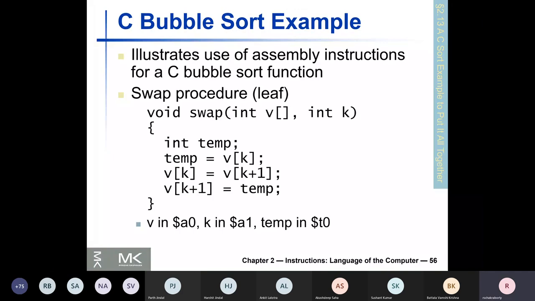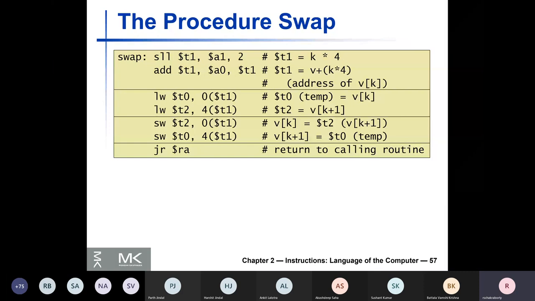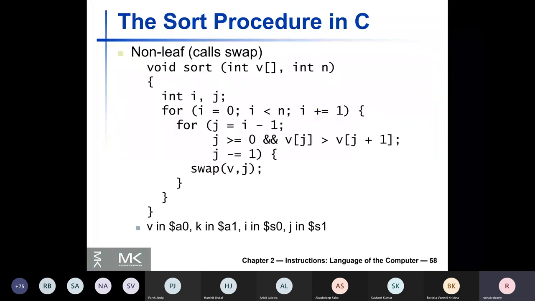Then there is a bubble sort example using a swap procedure, and the swap procedure is a leaf procedure. I won't go into the details of this because you can understand this. It's not difficult. At the end, there is a JR instruction. The sort procedure is a non-leaf procedure because it calls the swap function. It might look bombastic, but it's not very difficult because it is a nicely commented piece of code.